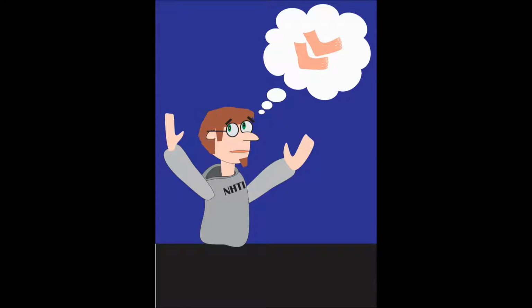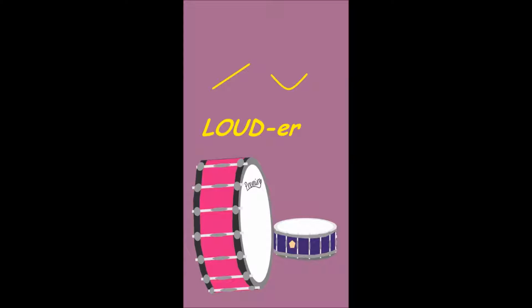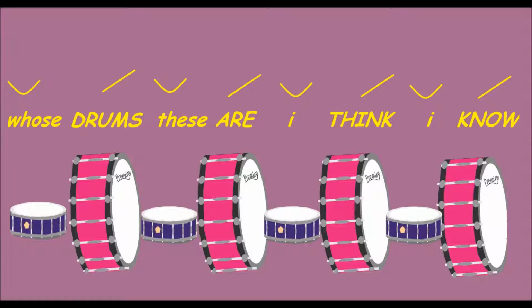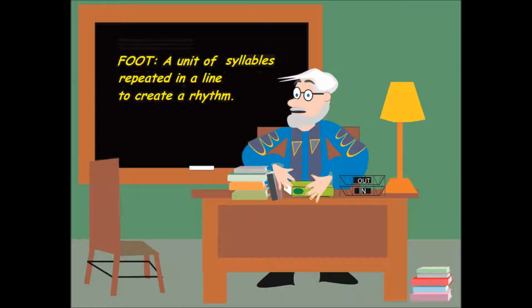Feet, said the student. You know now that a stressed syllable is one that is said louder than the syllables around it. You know, too, that poets organize these stresses into patterns to create rhythm. Those patterns come in countable units, called feet. So a foot can be defined as a unit of syllables repeated in a line to create a rhythm.